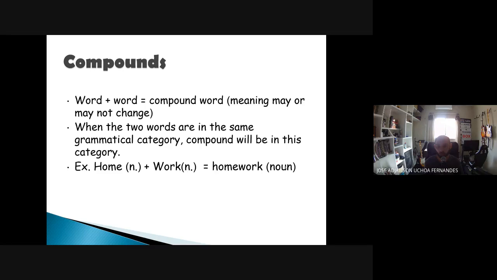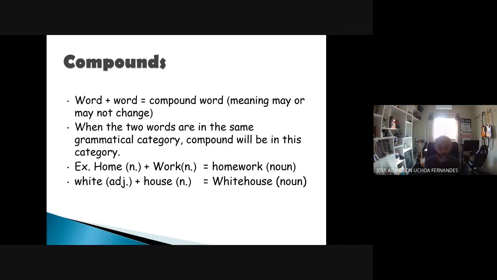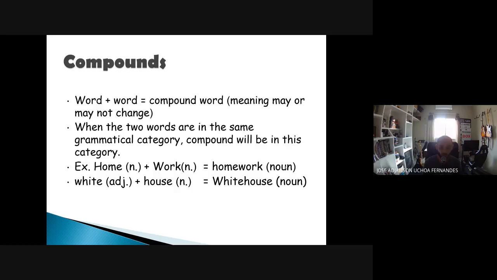Notebook. Note is a noun. Book is a noun. Notebook is a noun. Bookstore. Very good. You have book, you have store, bookstore, and then you have drugstore and all the kinds of stores, department store. And White House, which is the classical example, the difference between the house painted white and the residence of the president of the US.